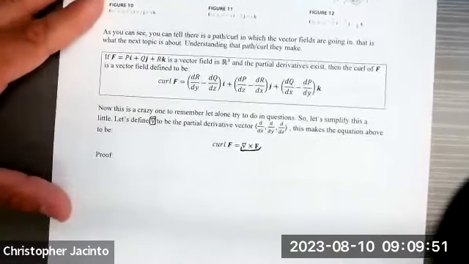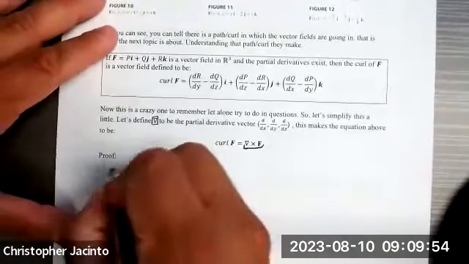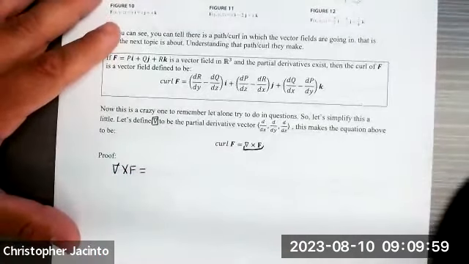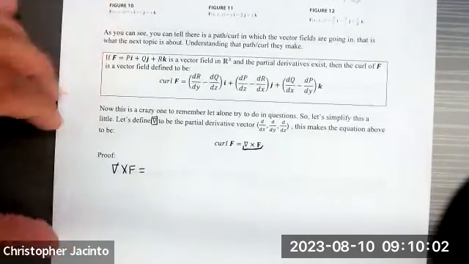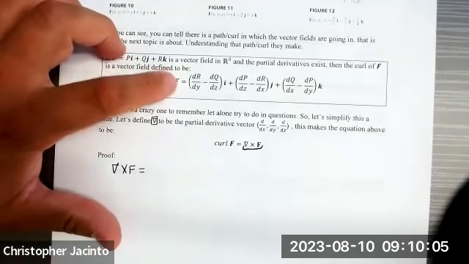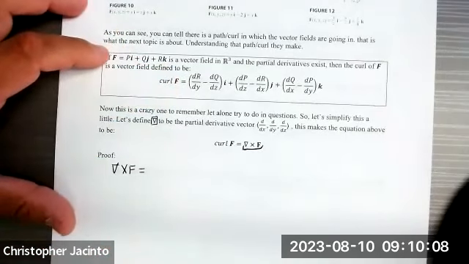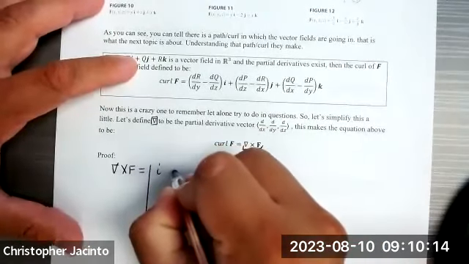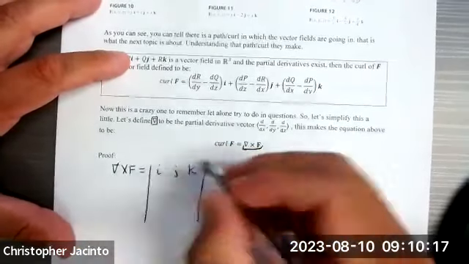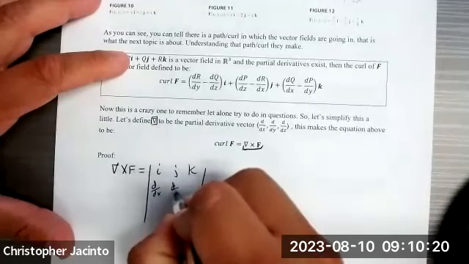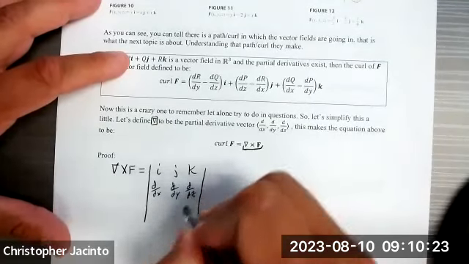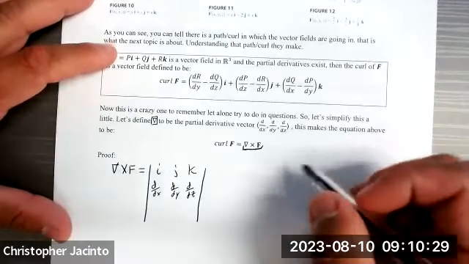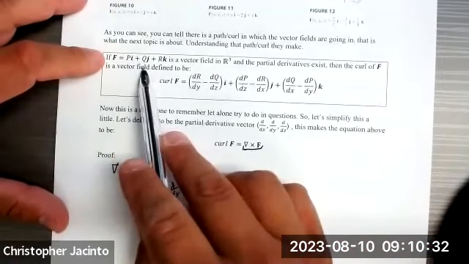Now, how do we prove this? We haven't done any proofs in a while. This one's pretty straightforward to show. We want to prove that the gradient cross the vector field equals the curl of F, meaning we get this back. If you remember, cross product means this stuff here. The gradient is just the derivative with respect to x, y, and z. And we're going to let F equal P, Q, and R.